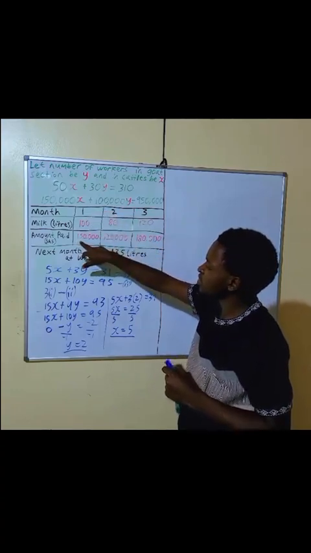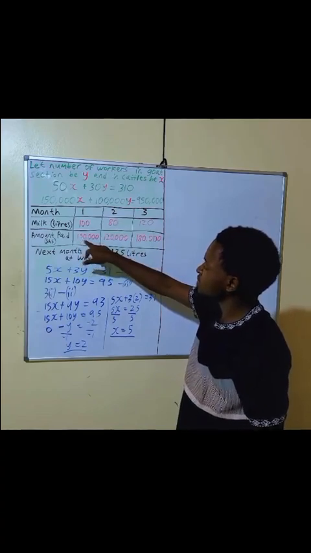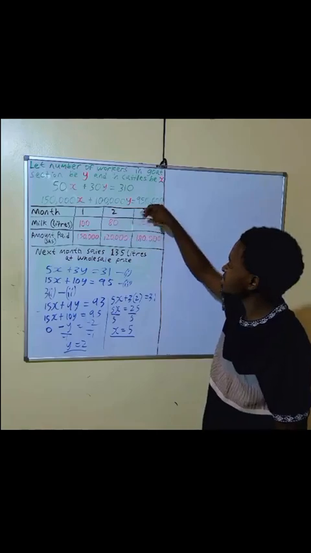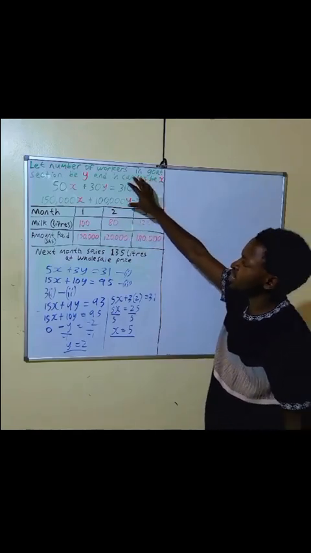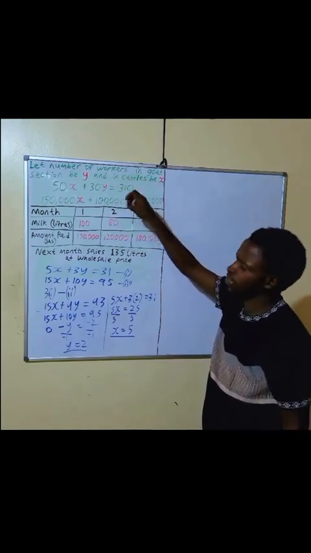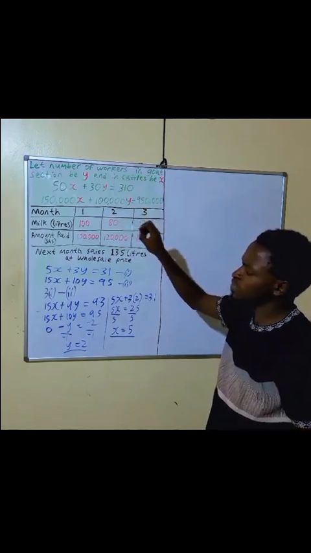which costed 150,000. This is the second month, this is the third month. In the first item, we use the knowledge of simultaneous equation, but here we are going to employ the knowledge of equation of a straight line.